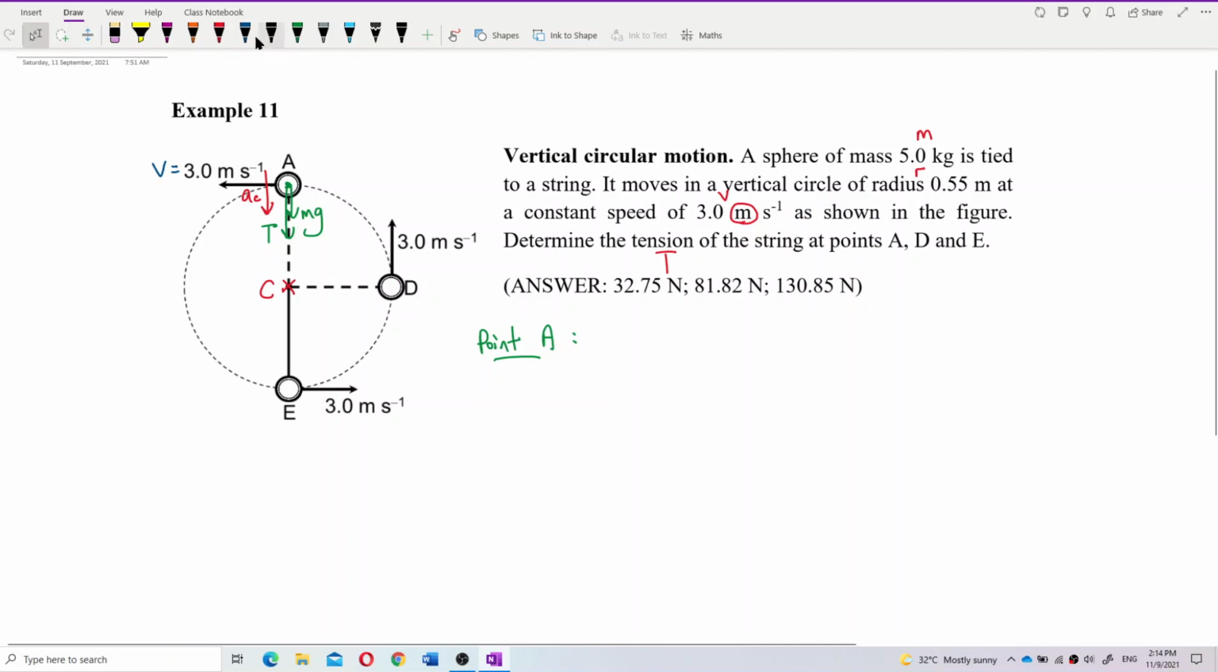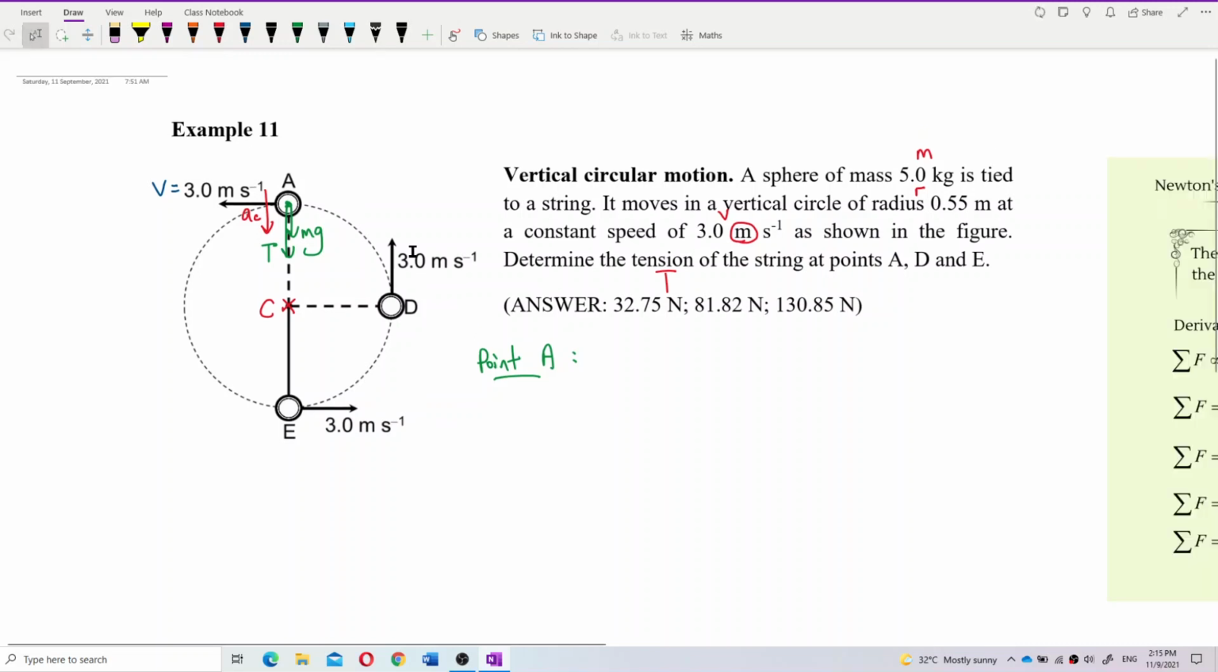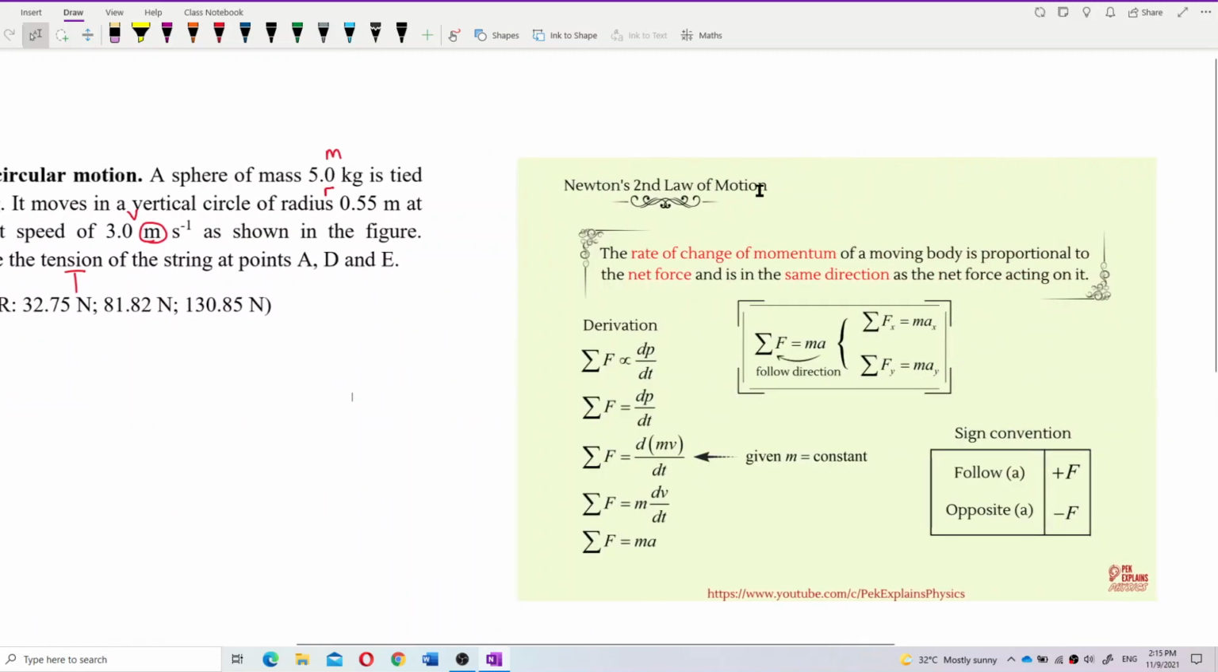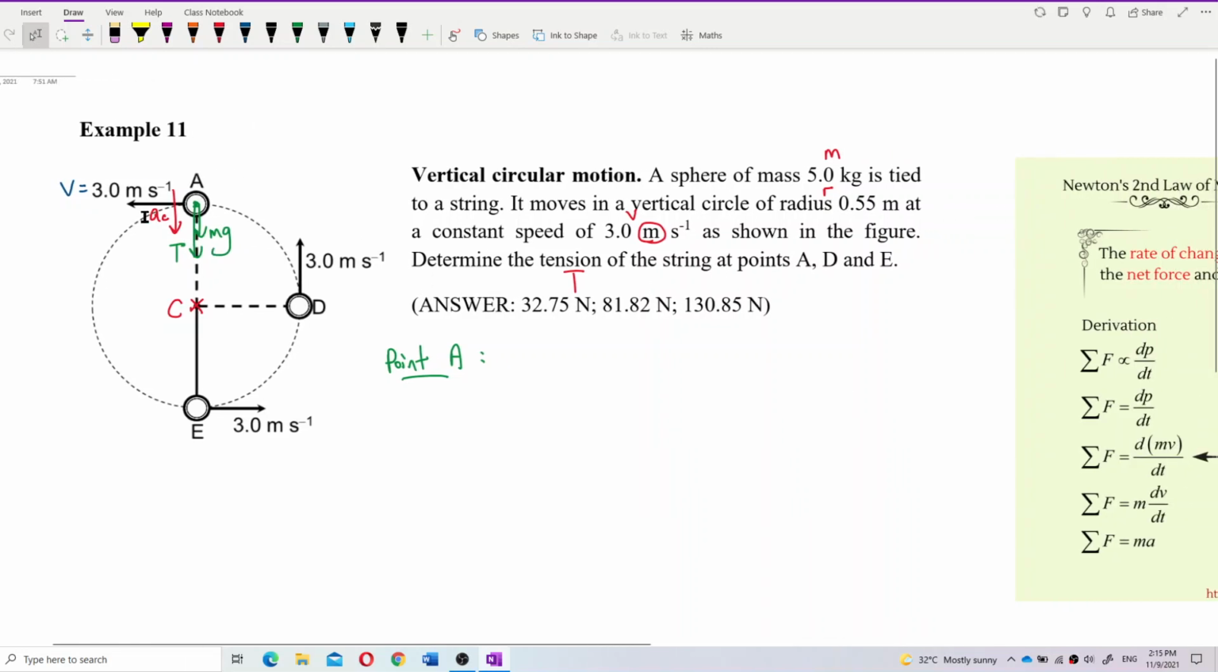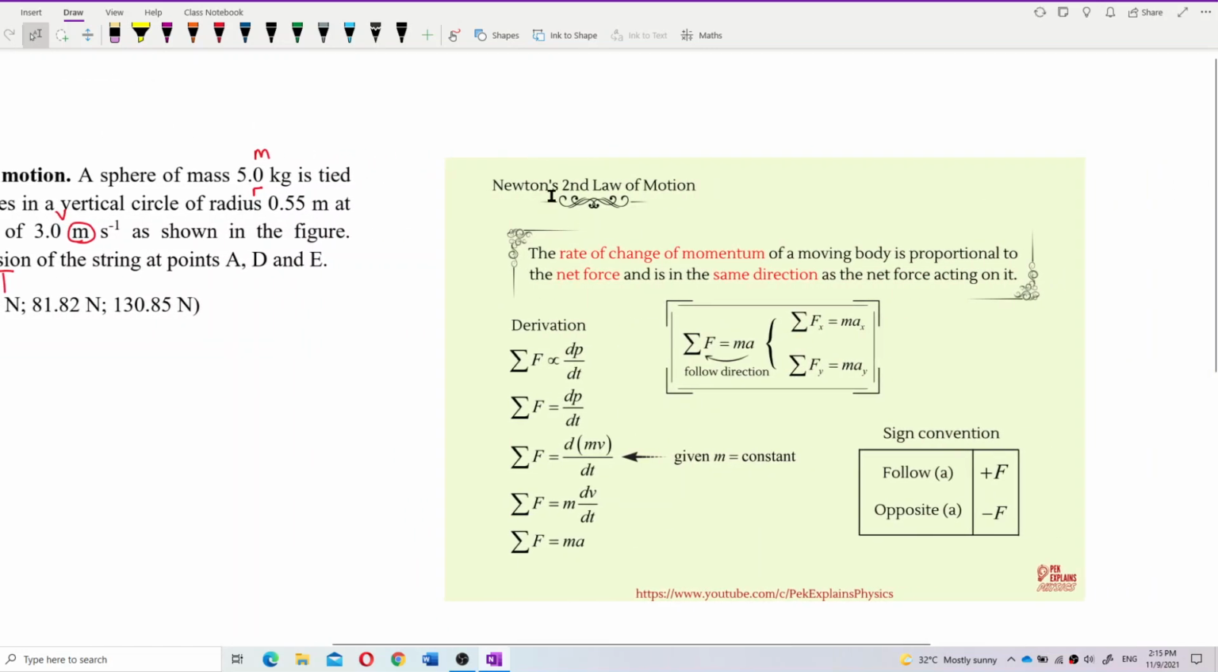Then we can label the positive and negative signs according to Newton's second law. Do you remember this one? When we have acceleration, we need to compare the force with the acceleration. You apply the formula: total force equals ma. The resultant force is actually the centripetal force, and the acceleration here is the centripetal acceleration. Where we follow the acceleration, we put positive force. Opposite the acceleration, put negative force.